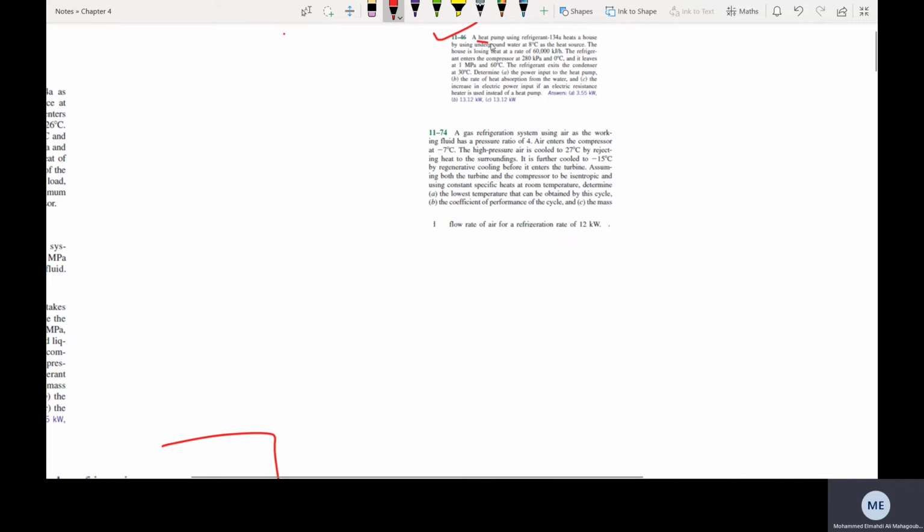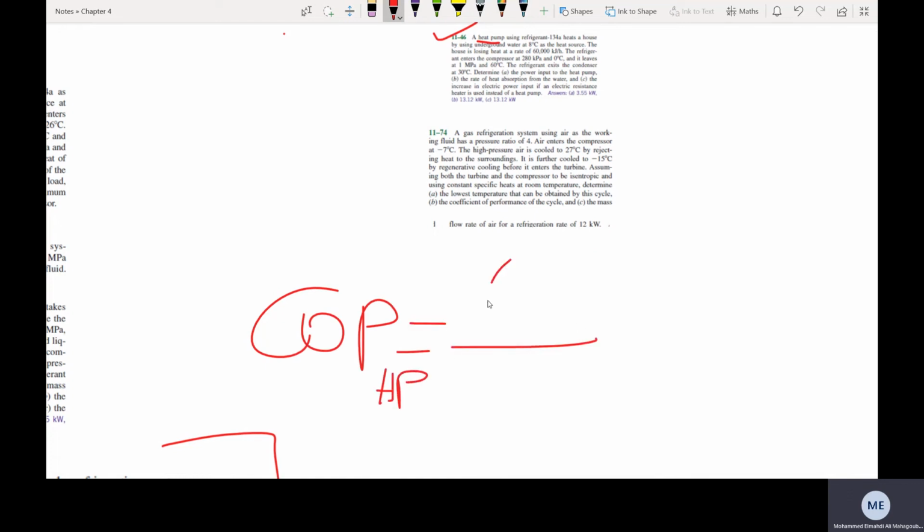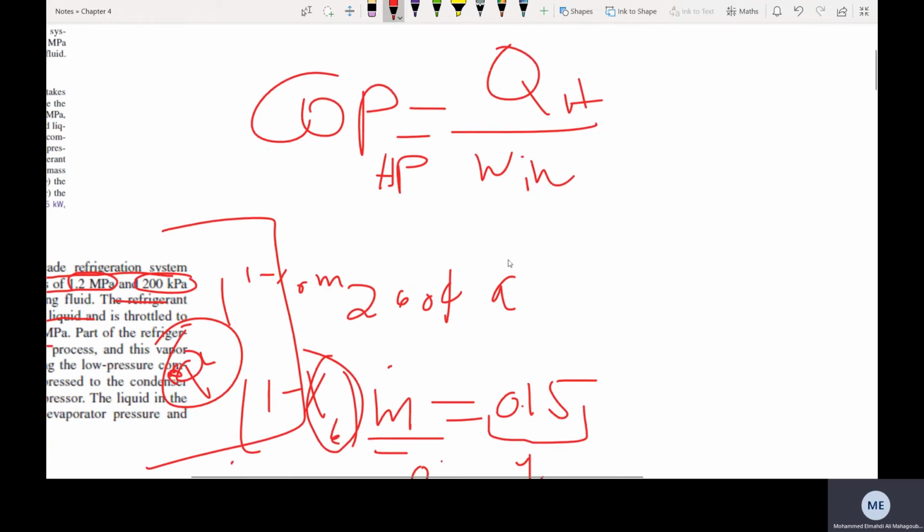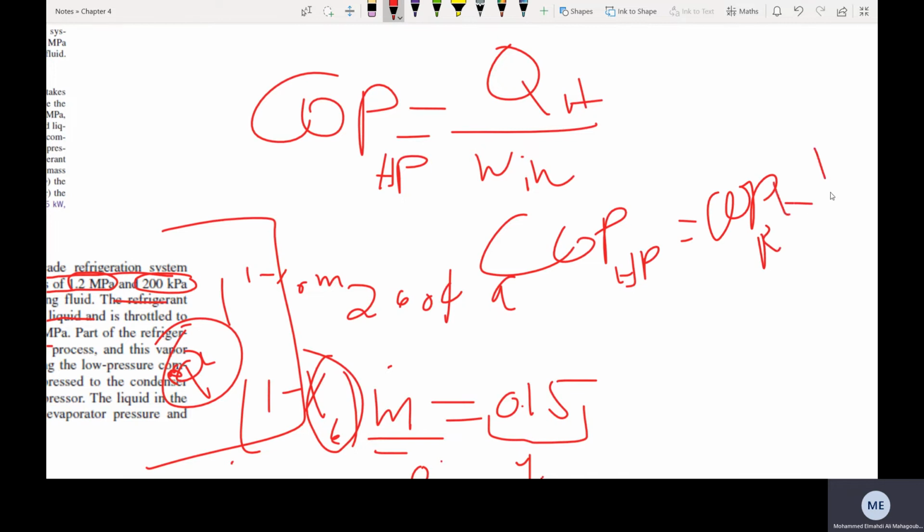Because when you have a heat pump, don't confuse yourself. It is just a heat pump. Now the COP will be different, but all the things that we did, the cycle is the same. Everything is the same. Just the COP equation is going to be different. So COP of the heat pump is equal to QH over work in. That's it. Or if you don't like that, COP of the heat pump is equal to COP of the refrigerator plus 1.